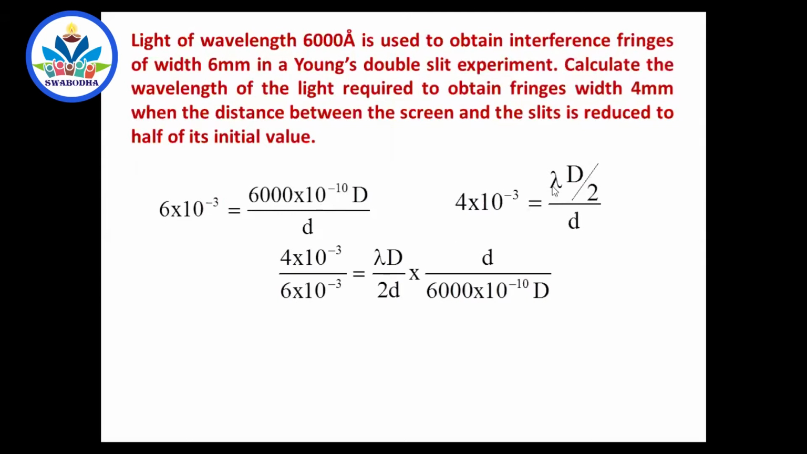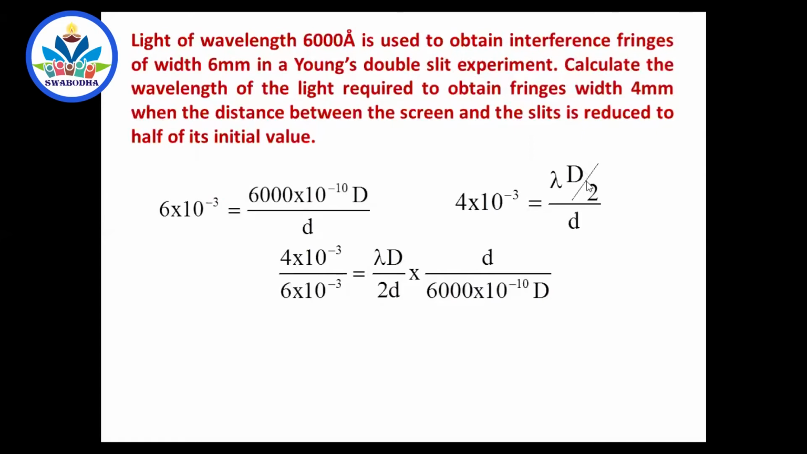What happens here? Here lambda D by d. Here, of course, d by d will get cancelled. So here what remains is lambda capital D by 2d. That is for 4 millimeter. What about for 6? 6000 into 10 to the power minus 10 D by d. Hope you have followed this, right? For 4 millimeter fringe width, what is the lambda?